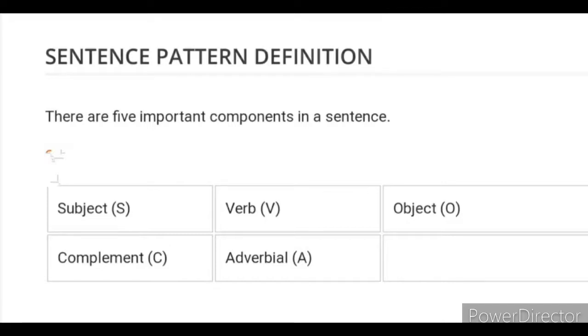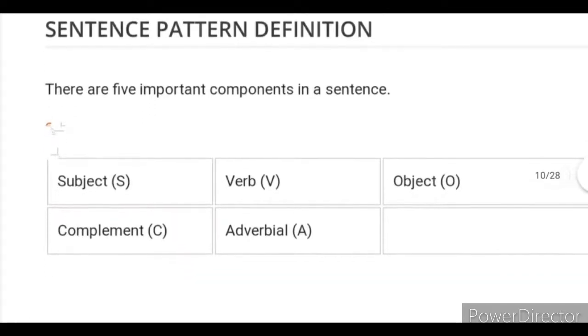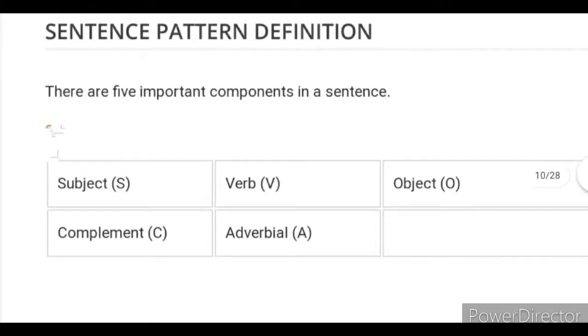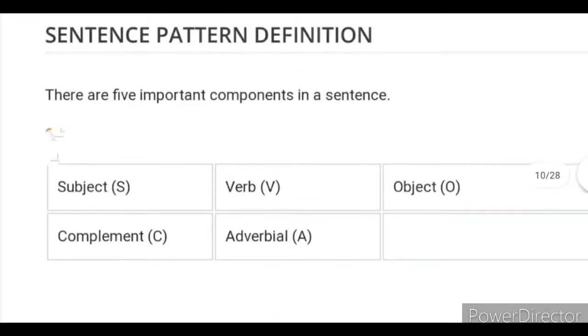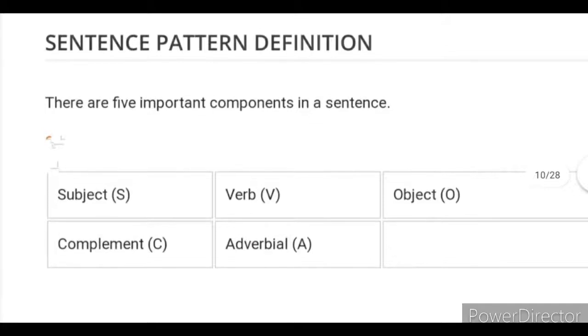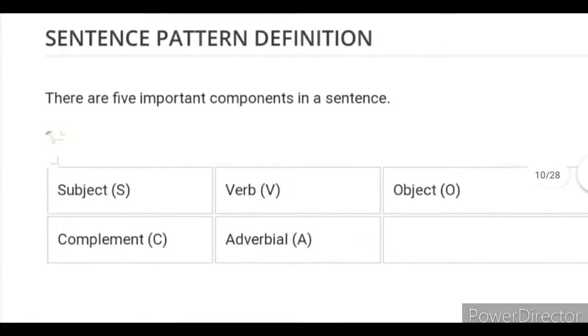First one is the subject, and we can give the name S. Next is the verb, we can give the name V. Next is the object, we can give the name O. Complement C, adverbial or adjunct, it is A. Okay children, these are the 5 components of sentence pattern. Basic components of sentence pattern: subject S, verb V, object O, complement C, adverbial or adjunct A.